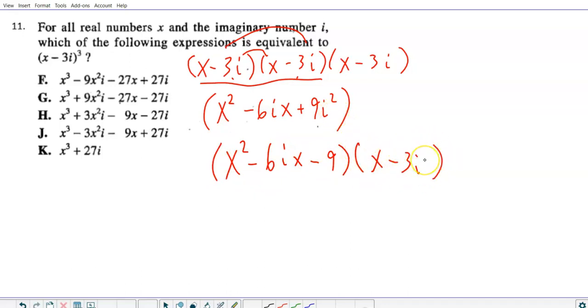And then we've got to FOIL these together. I sometimes do this. I'll check: first times first is x cubed. All of them are x cubed.